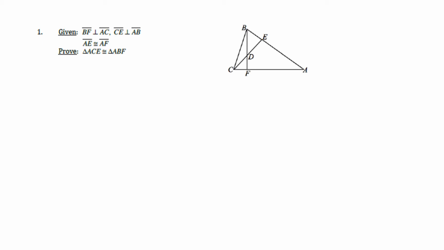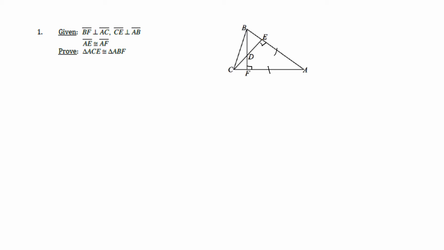All right, we're on lesson 9, question number 1. And in this given, we have BF is perpendicular to AC. I'm going to go ahead and mark that as a right angle. And then we have CE perpendicular to AB, and I'm going to mark that as a right angle. And then we have AE is congruent to AF. So let's mark those parts congruent.